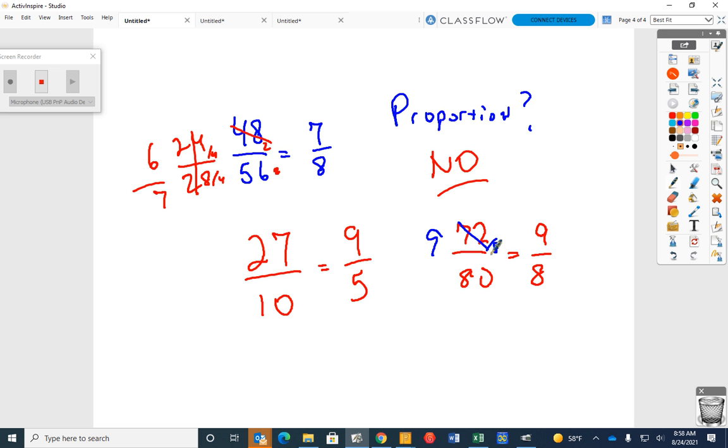9. So far we're good, aren't we? How many 8s go into 80? 10. Do these ever equal each other? No. So it looked like it might form a proportion, but did it? No. Okay, try this one.